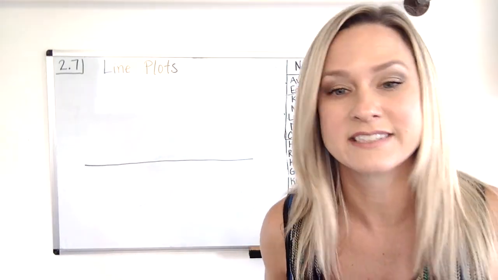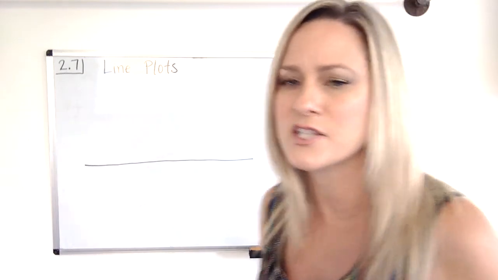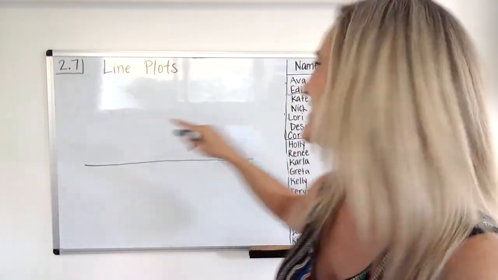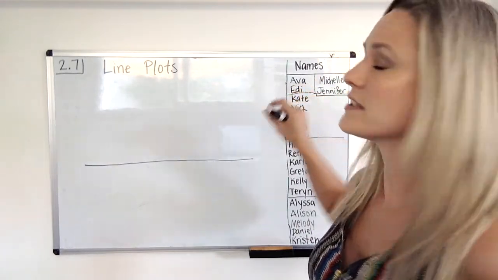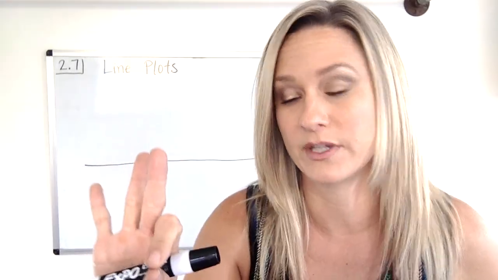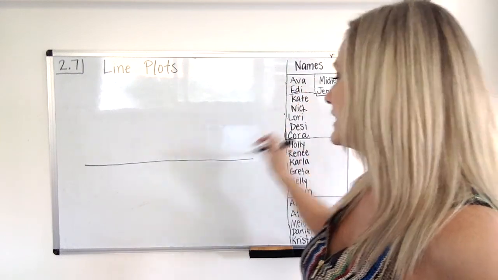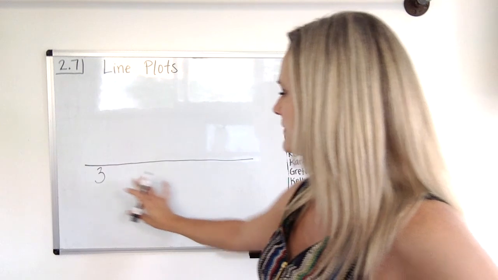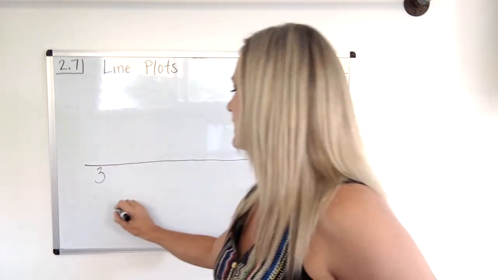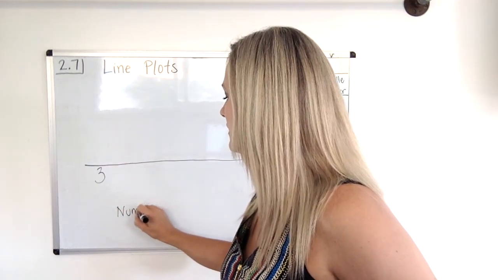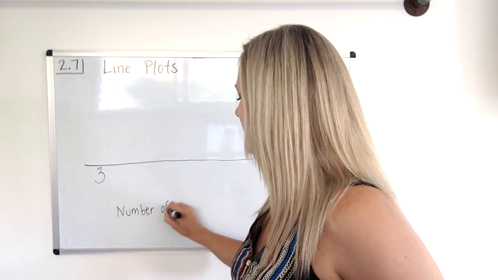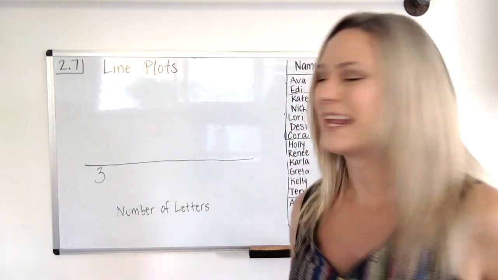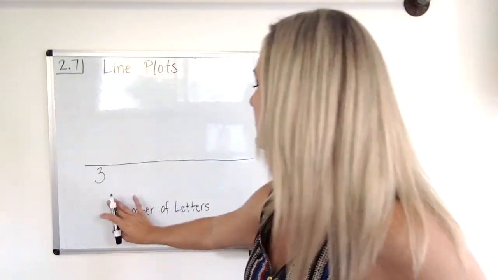There's my line. I hope when you see line plots, you actually remember this now because, come on, it's a line. Okay, now the shortest names have only 3 letters. So Ava and Edie will start us off at 3 right here. This is going to represent number of letters in the name, right? So I think I'm just going to put number of letters right there.